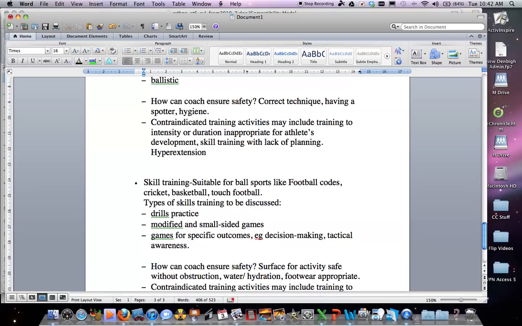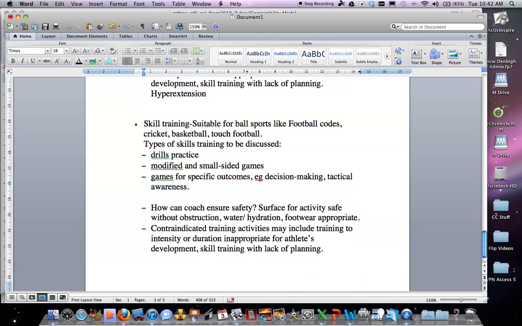I guess an example may be looking at trying to target a particular defender in a game of rugby league or rugby union, where you create plays to be able to perform that outcome. Those are the things that needed to be incorporated there. In terms of the safety aspects, things like: is this an appropriate surface? Is it without obstruction? So have you got post pads on? Have you got the adequate safety areas marked off so that players are not going to be colliding with each other? Water, hydration, again, appropriate footwear. Some of the contraindicated things may be lack of planning in that aspect.